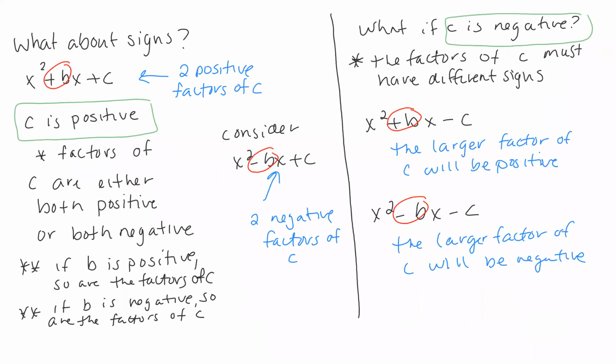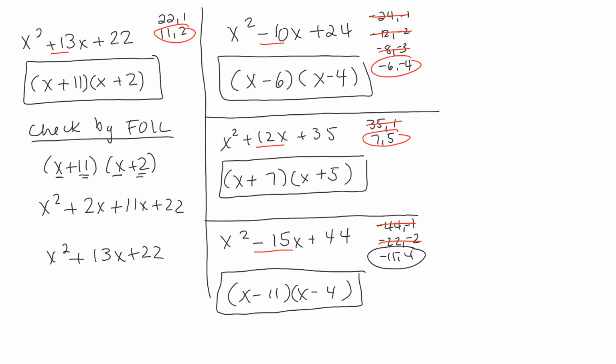So we talked about the signs. You've got to be really careful here. Basically, what we're doing is we're looking for two numbers that multiply to give us c, the constant, but simultaneously add to give us b, the coefficient of x. So if c is positive, those two factors are either both negative or both positive. The coefficient on x tells us which. If c is negative, those factors are going to be one positive, one negative. The coefficient on x tells us which is going to be the larger. If b is positive, the larger factor is positive. If b is negative, the larger factor is negative. And then we did lots of examples.